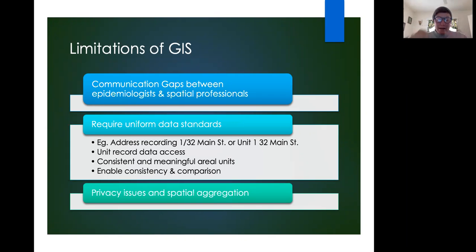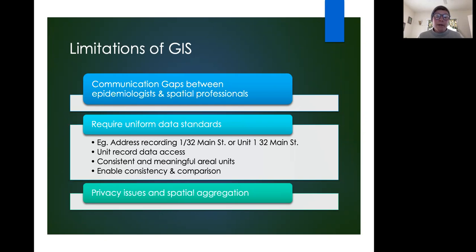So just a moment on the limitations of GIS. It's so powerful and so important and can do really amazing things, and it can save lives in emergency response. But it's not everything. There are problems. Part of the issues that we run into with GIS can be communication gaps between the people creating the data and the people using the data, or people producing visuals and people reading the visuals.